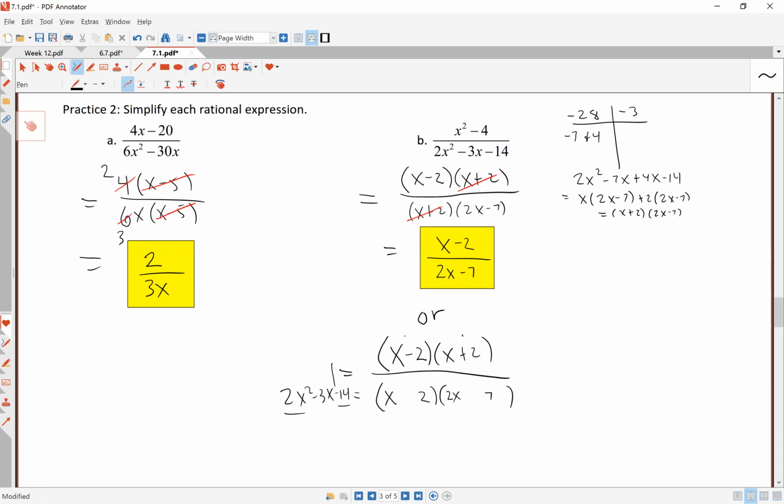Well, one's going to have to be a negative because it's negative 14, but we want to get negative 3. So if I make this one the negative 7x and this is the 4x, then that'll give me the negative 3x. Now, negative 7x plus 4x is negative 3x, so it worked. And so the x plus 2's cancel out, and we get x minus 2 over 2x minus 7.